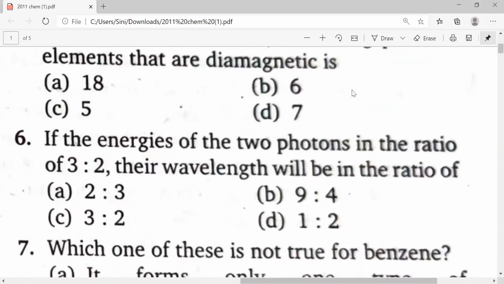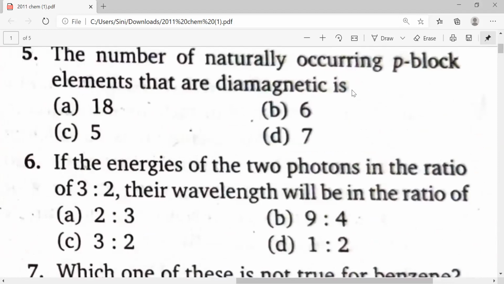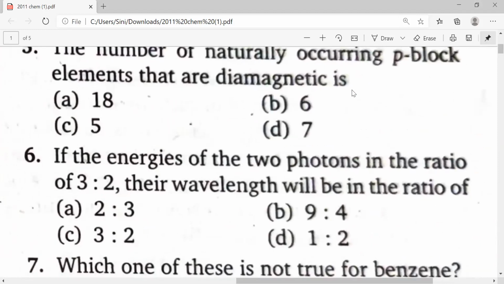Question number 6. Today is not the entrance class which I wanted to do, but I want to do something which will excite each and every one of you here and give you the confidence that you can crack the entrance examination with this. That is one more thing on my shoulder. Question number 6. If the energies of two photons are in the ratio of 3:2, their wavelengths will be in the ratio how much?